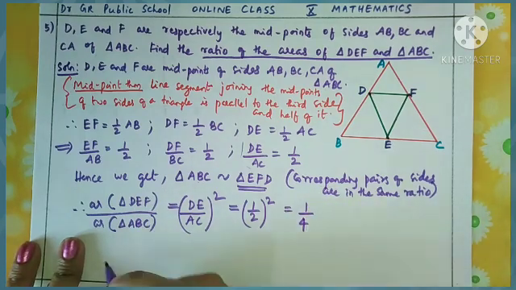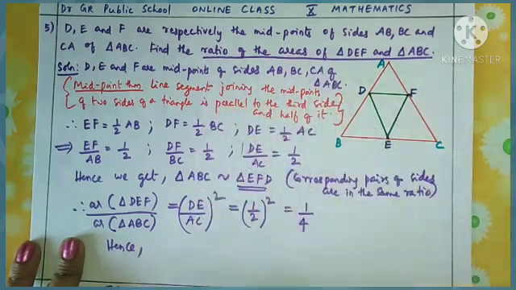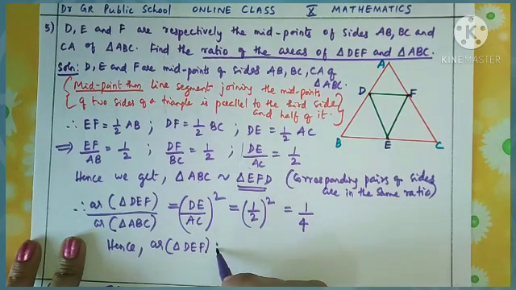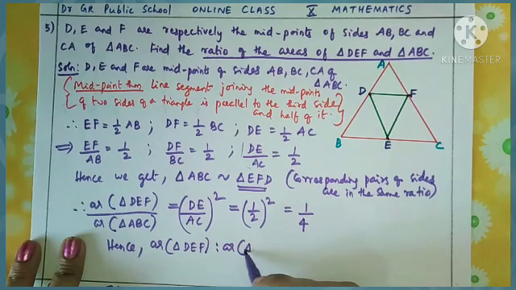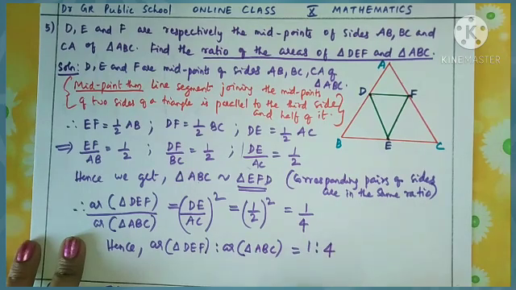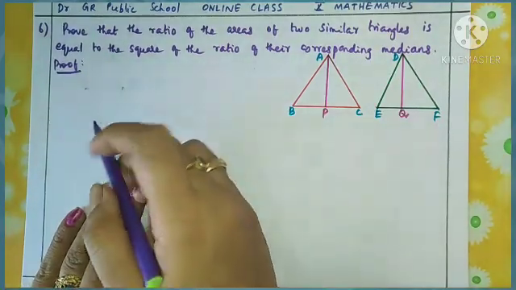So how can we write? Hence we require the ratio. So you want to write in ratio form. Area of triangle DEF is to area of triangle ABC is equal to 1 by 4. We are writing as 1:4. Okay, so that is the required answer. Now come to the next question.